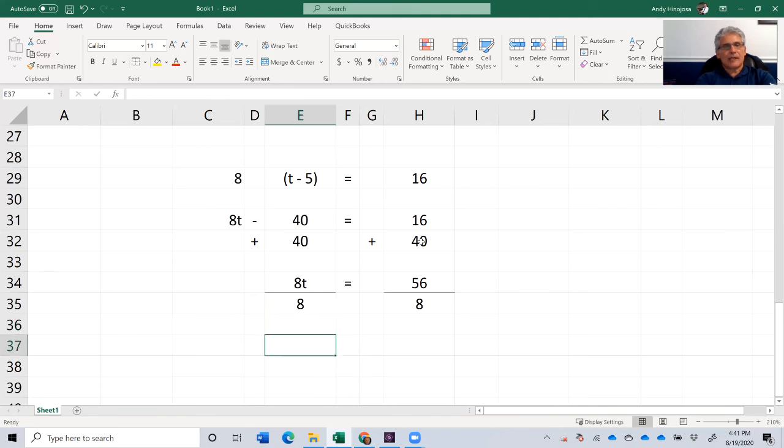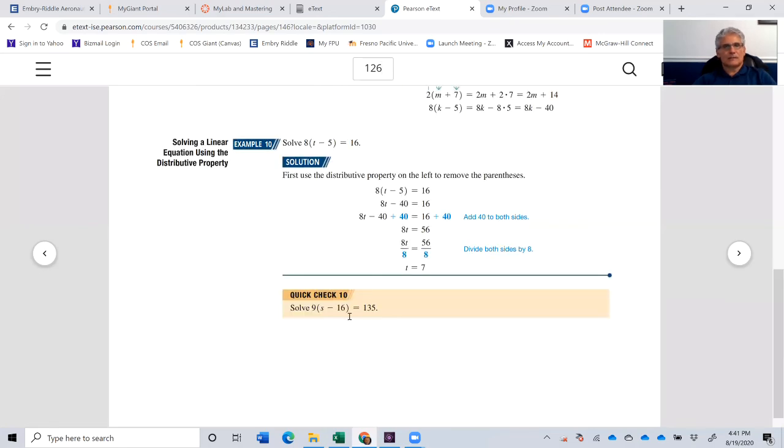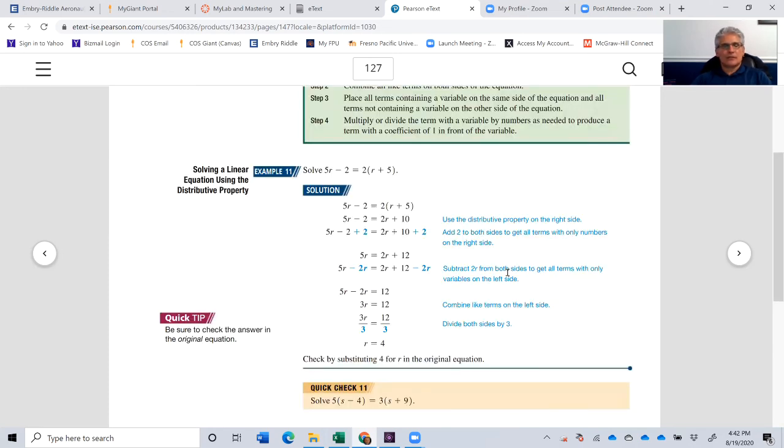At this point in time, we'll go ahead and divide both sides by 8. 8t divided by 8 is going to leave us with t. And 56 divided by 8 will leave us 7. So in this example, t equals 7. On page 127, you'll see the steps associated with solving an equation. In most cases, we were doing most of this already, but you can review those steps and make sure that you've got them down when you're trying to solve equations.